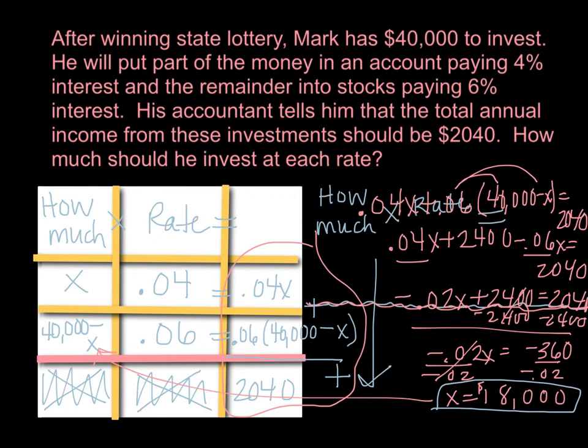So what your answer is going to look like is this. At 6%, he invested $22,000. At 4%, he invested $18,000.